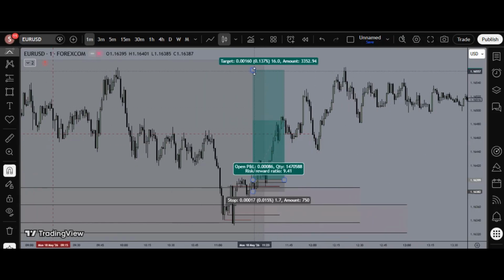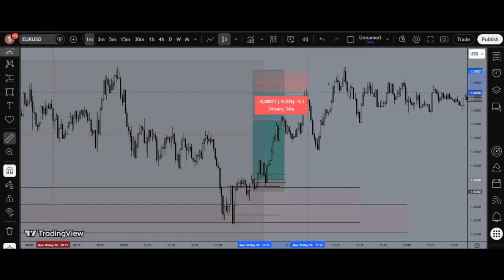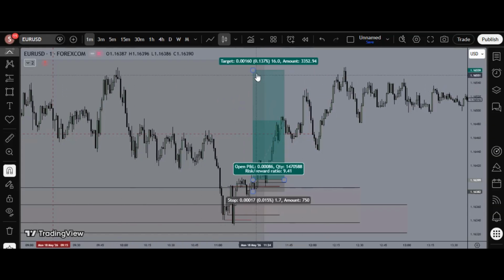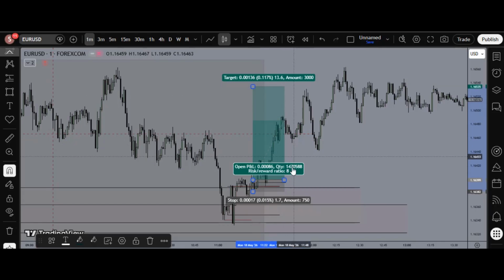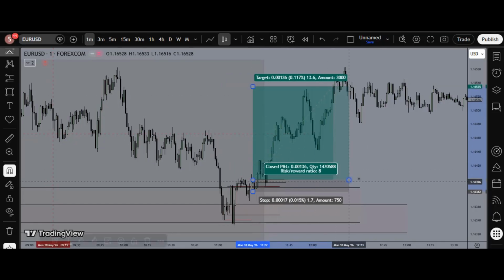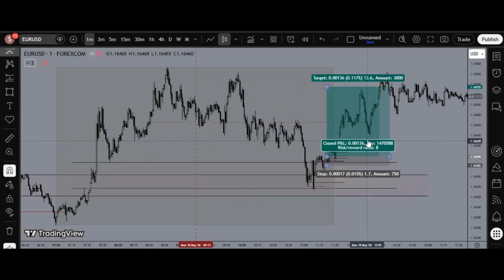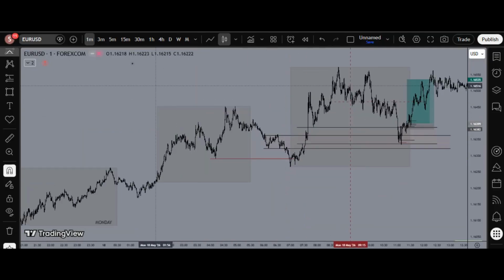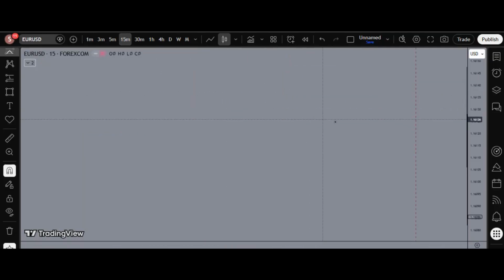So I will target this fair value gap here, this gap here. Target that gap, 1 to 8. That's 1 to 8. So guys, let's look at another example.